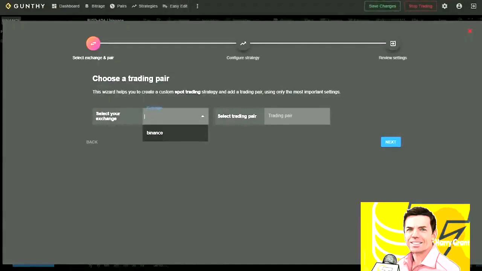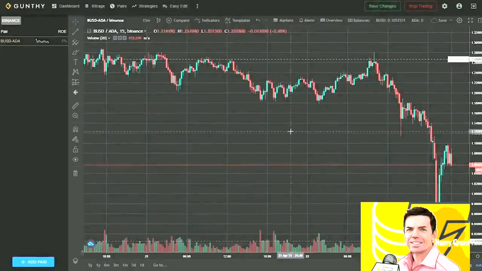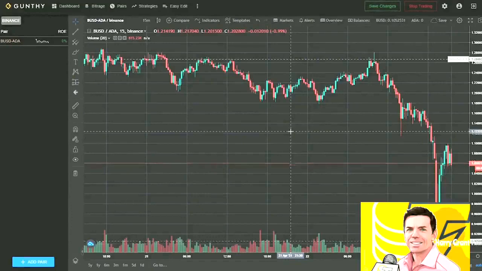So if I just want to choose a trading pair, configure a basic strategy, review the settings, then there's this nice easy edit button that I can use in order to just get a feel for what I'm doing. And that's one of the best things about Gunbot, in my opinion, it's very user friendly. There are so many options. You can do as basic or as complicated as you want. So it makes it a really great learning tool in order to get into automated trading.